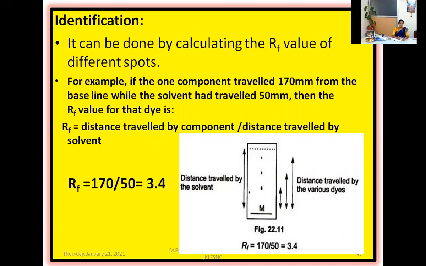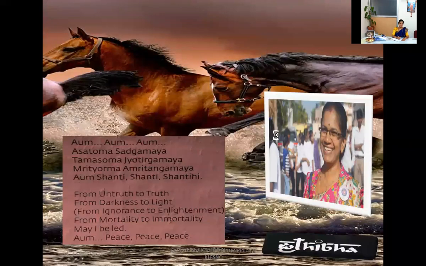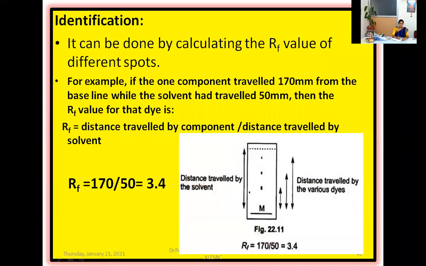Then identification can be done by calculating the RF value of the different spots. After running the process, we got different spots here, up to the solvent front. For example, if one component traveled 170 mm from the base line, this is the base line where you mark, while the solvent has traveled 50 mm.